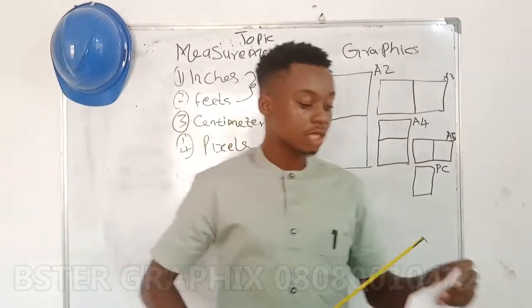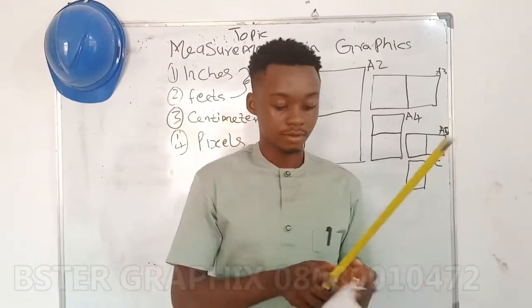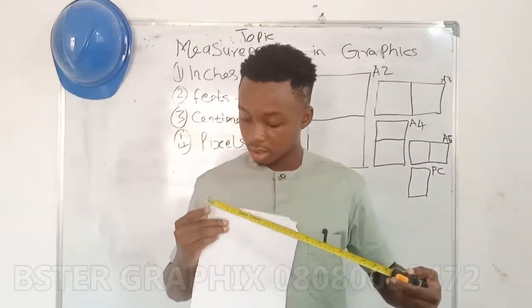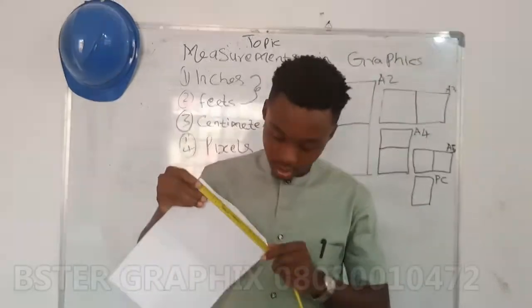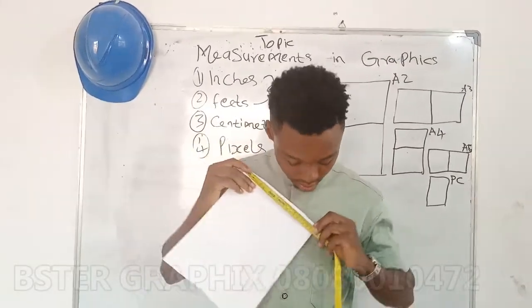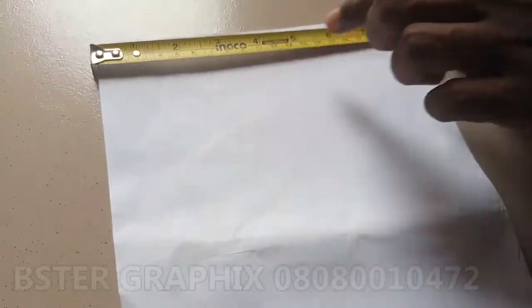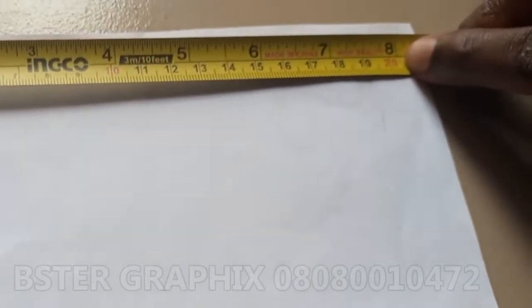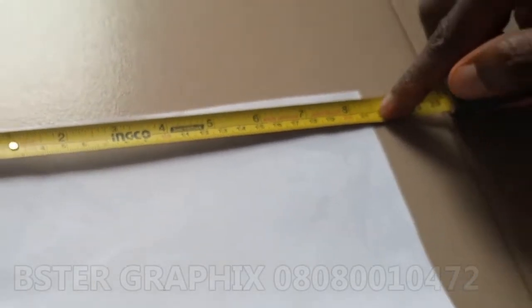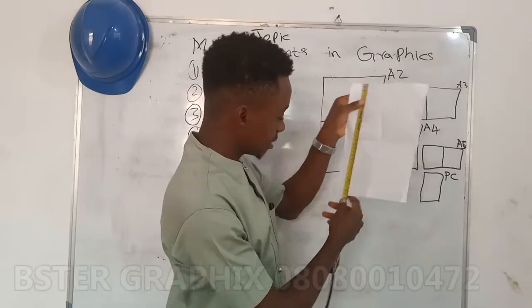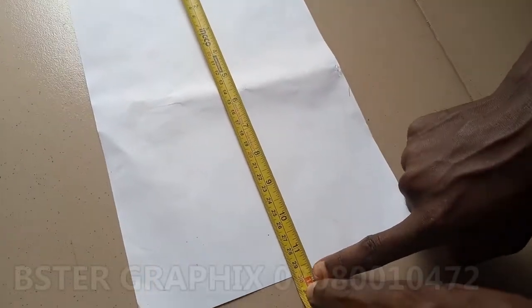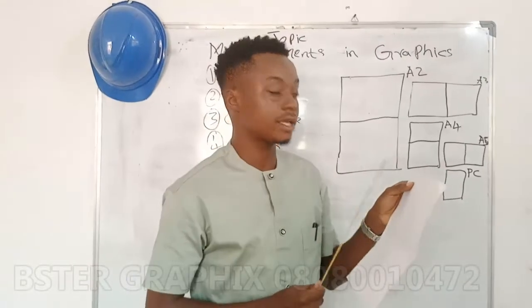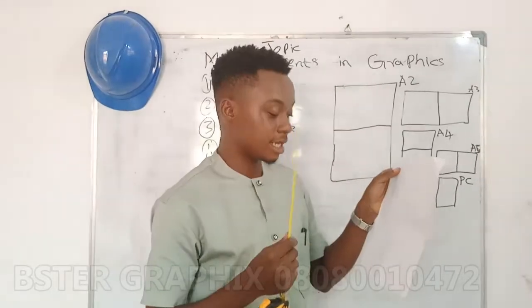So what I will do is I'll just take a measurement. I'll just keep this thing here. Then take the measurement. As you can see, the measurement ended in 8.5. That is, the width of this paper ended in 8.5. So we want to know the size of A4. Then the height, which is the length, ended in 11.5. So the actual size of A4 paper is 8.5 by 11.5.